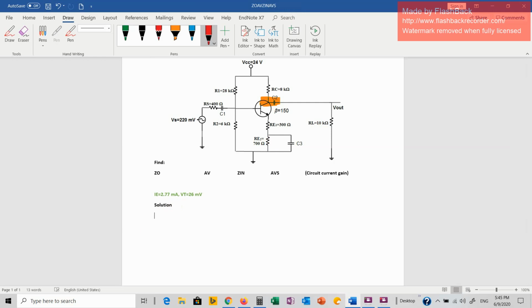Anyway, so you can see what is ZO. It is the output impedance. It is the output impedance here. Let me choose the green one. Okay.